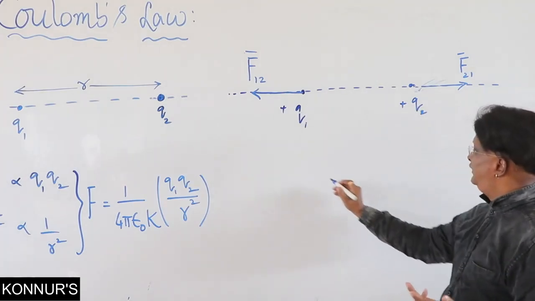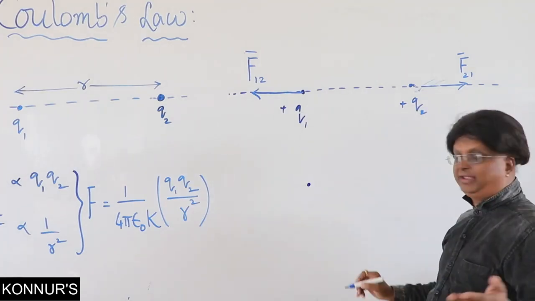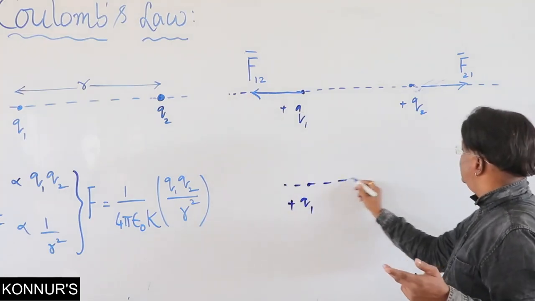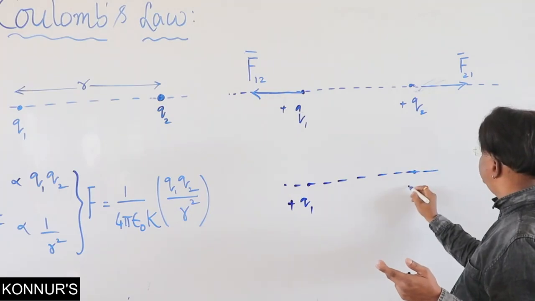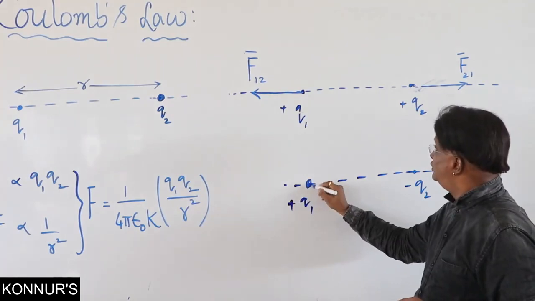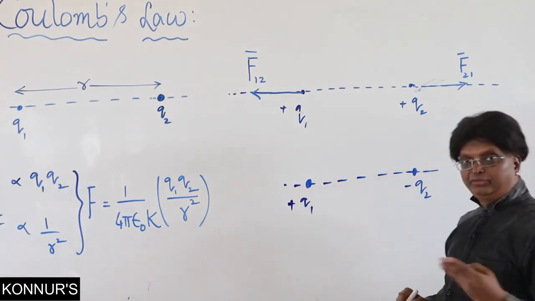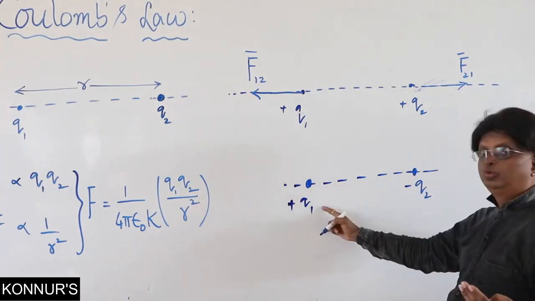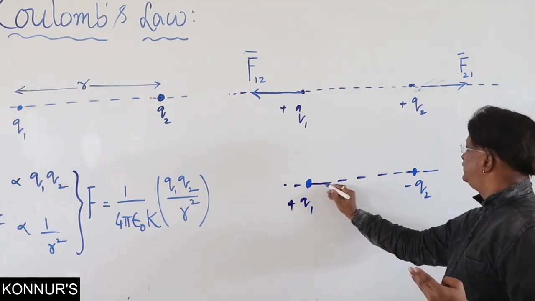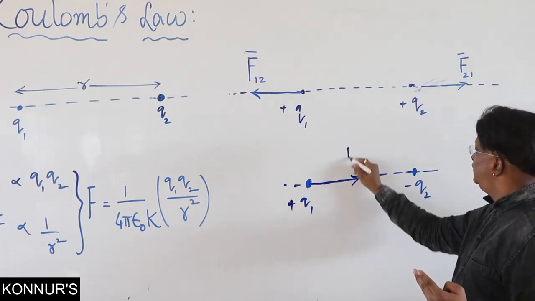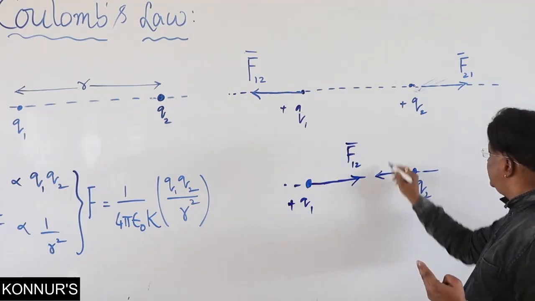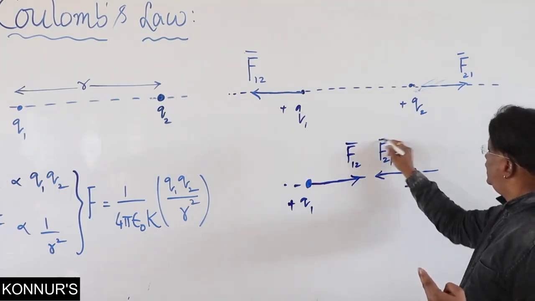Supposing it is the other case, a system of unlike charges: suppose this is plus Q1 and here comes minus Q2. For the system of unlike charges, we know that it is attraction. The force on Q1 is towards Q2, therefore again along the line joining, F12 bar, and this is F21 bar.